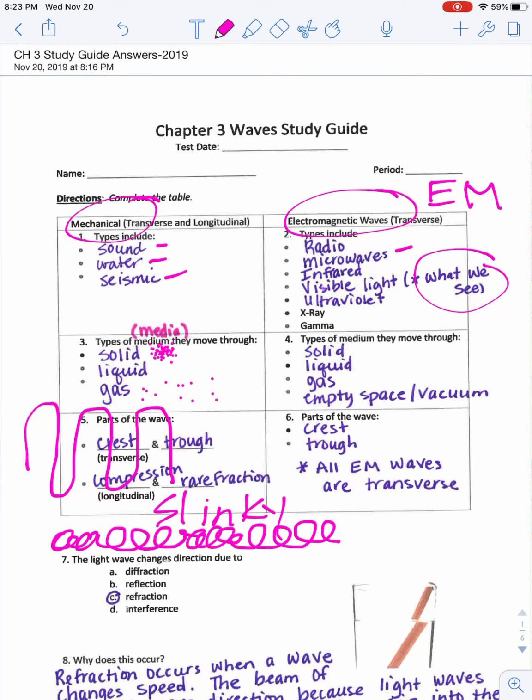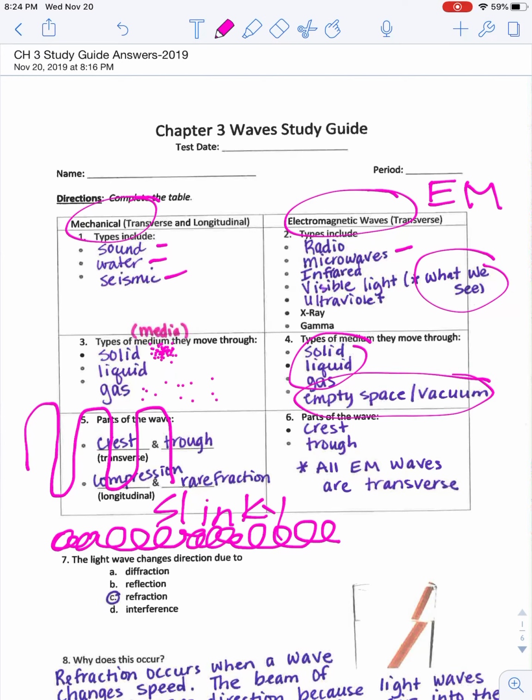Microwaves are responsible for heating up our popcorn and our hot chocolate. We use those in our actual microwave ovens. We studied that a little bit in Chapter 2 with our energy transformations, and they are also responsible for our cell phone coverage. So the types of mediums that they can go through are solid, liquid, gas. But the big one here is empty space.